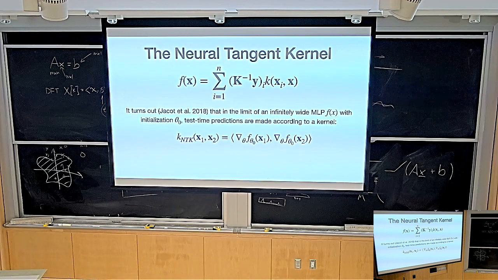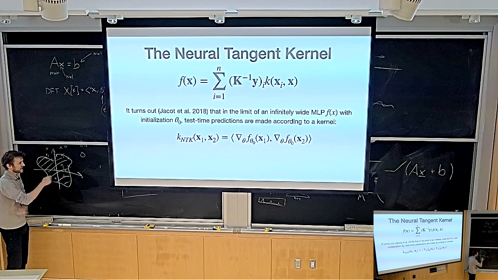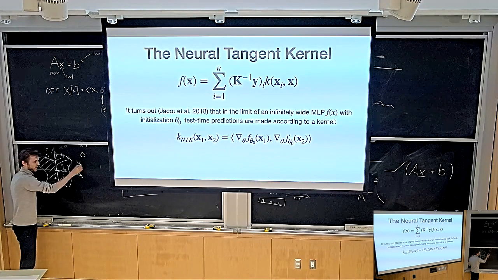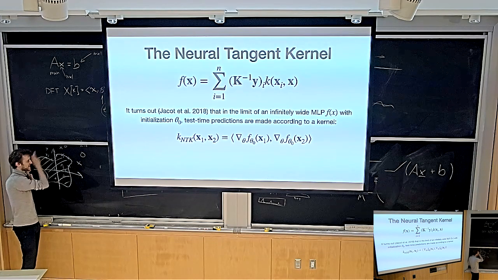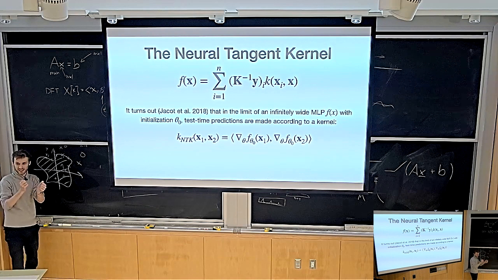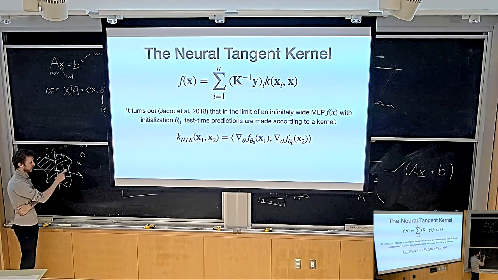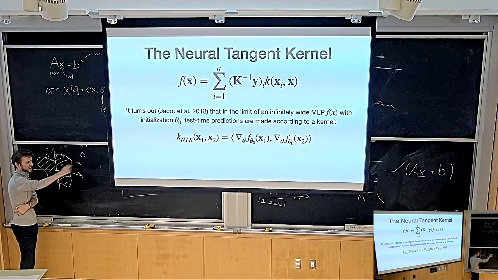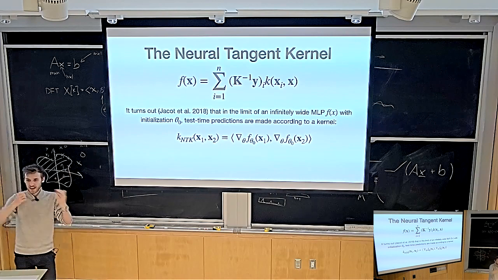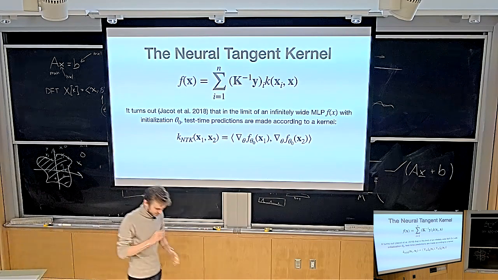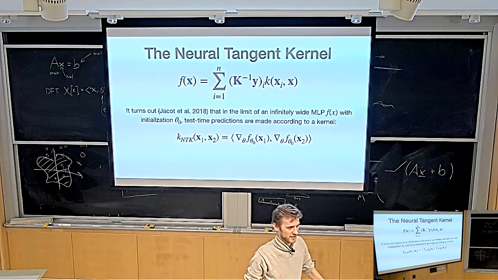So let me say intuitively what this means. Intuitively this means that if I'm querying my neural network here, the output of my neural network after training will be a weighted sum of all of the labels of my training set, weighted according to this kernel function, where the kernel function is: I take this one, put it through my neural network, take the derivative with respect to the parameters, and take the dot product with the same thing that I do for this. And this is going to be the output of the neural network. Does this kind of make sense?